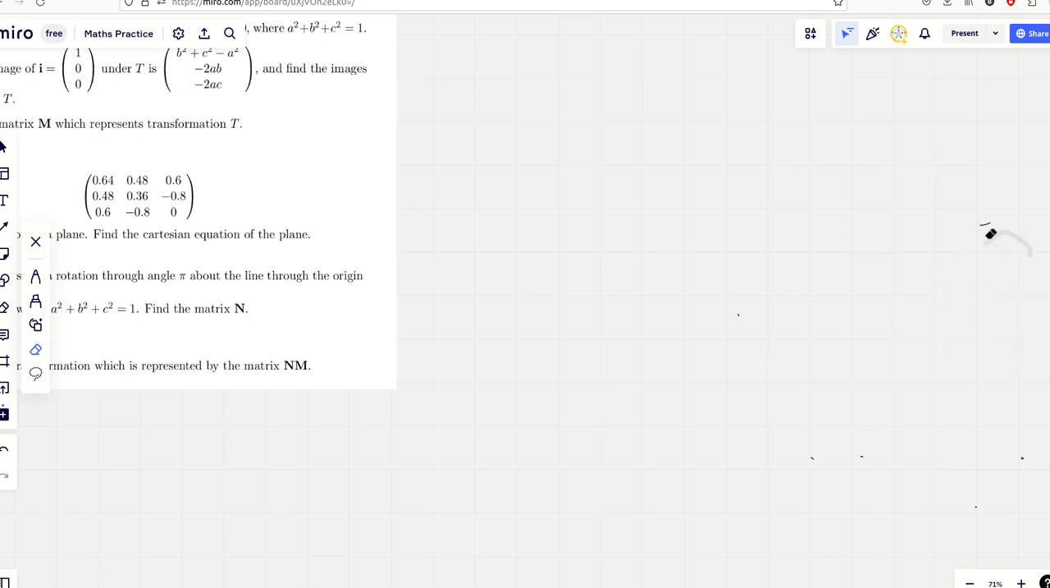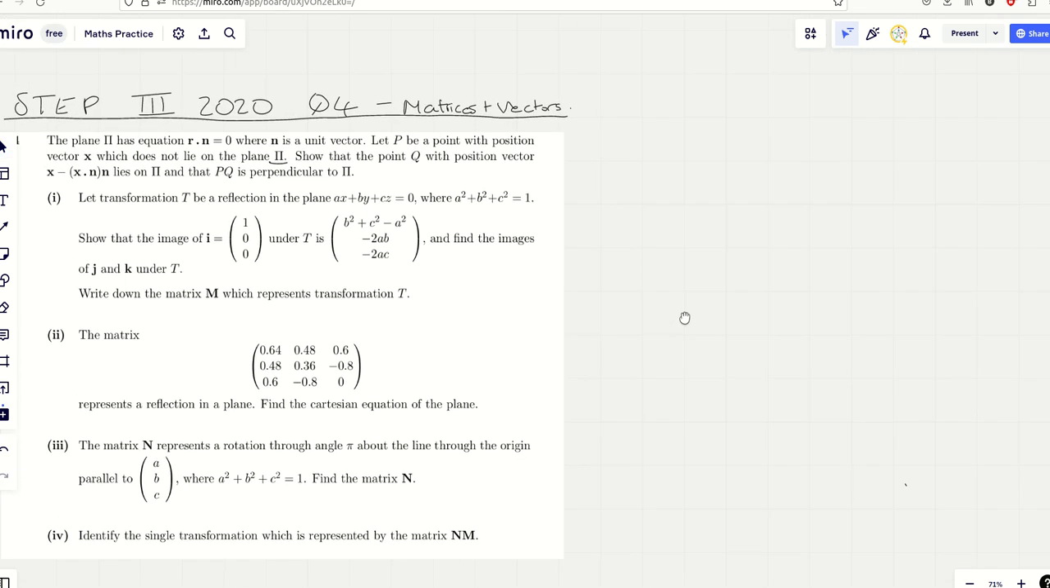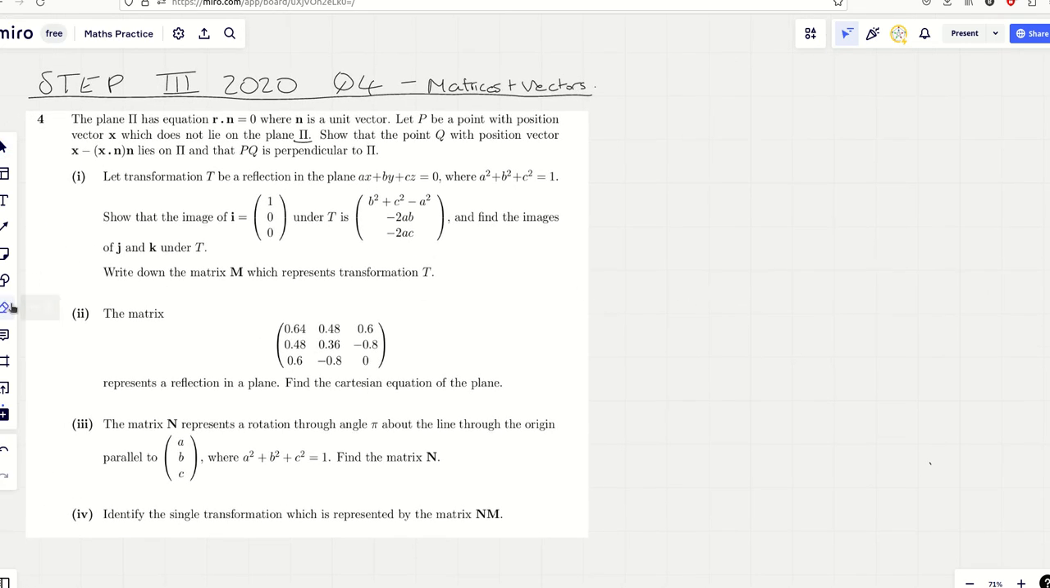Never mind. But that quirky little start, I didn't really think it was too bad. I think I've seen it before as well. I think it's come up before, so make sure you can do it. Okay, so the thing is, that start can actually put you off from the rest of the question. The rest of the question is nice. So we're trying to show that the image of i is this after we've reflected it in this plane where a squared plus b squared plus c squared is 1.